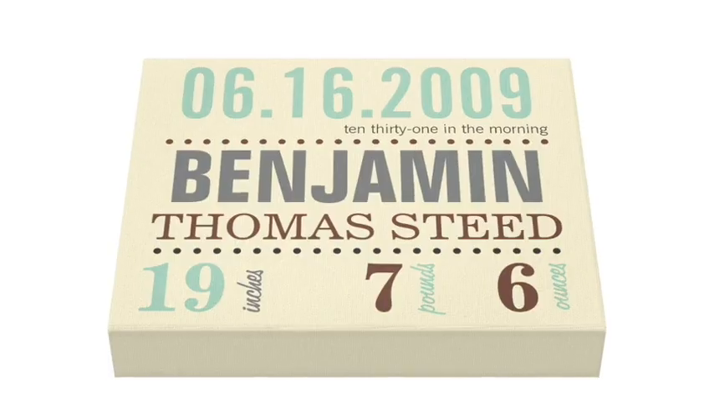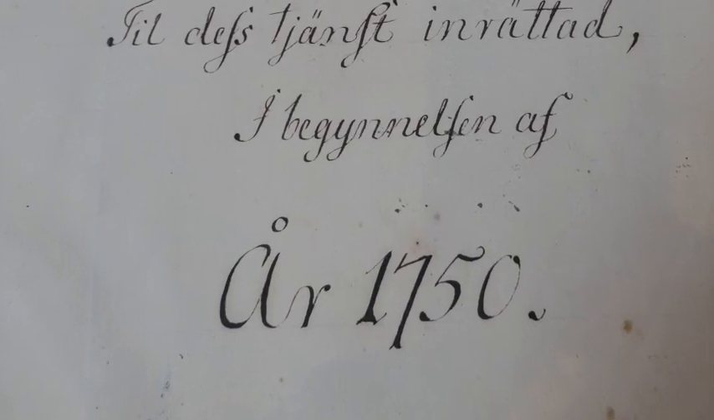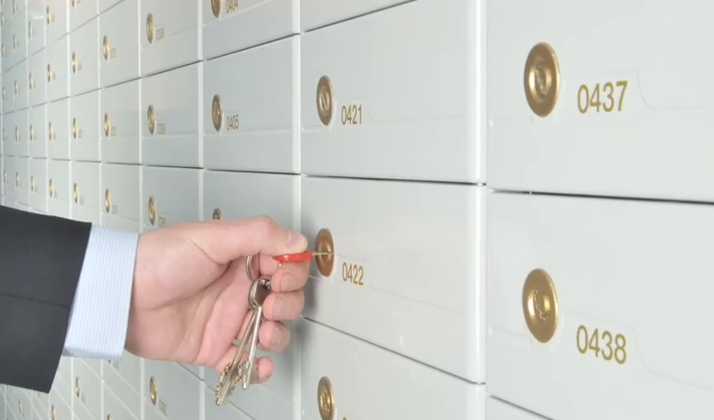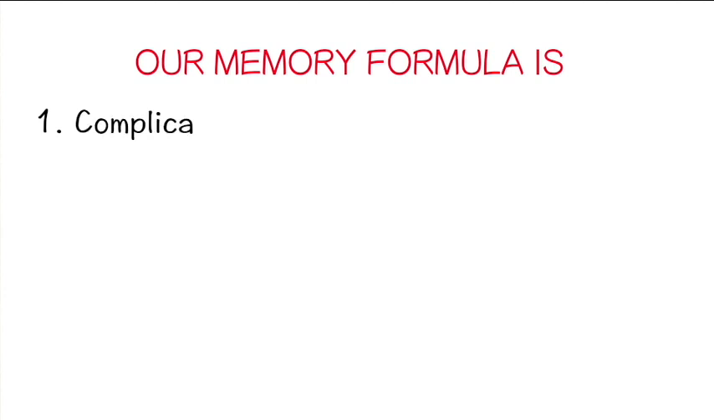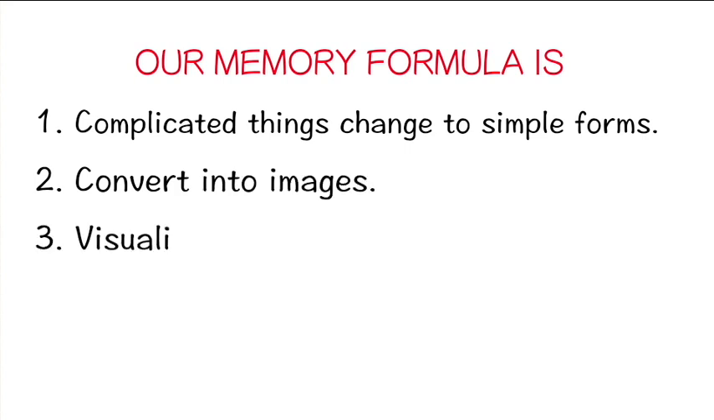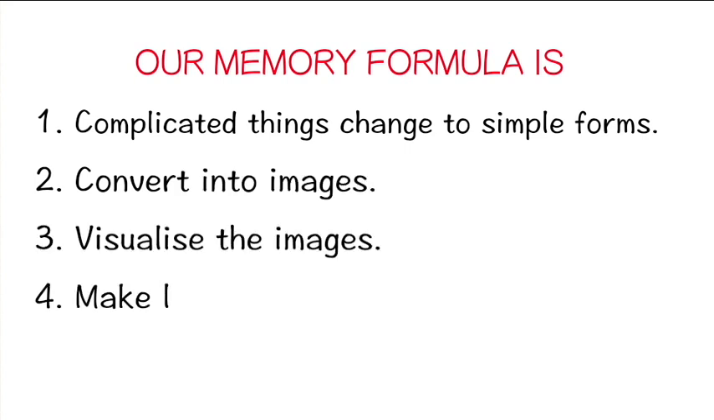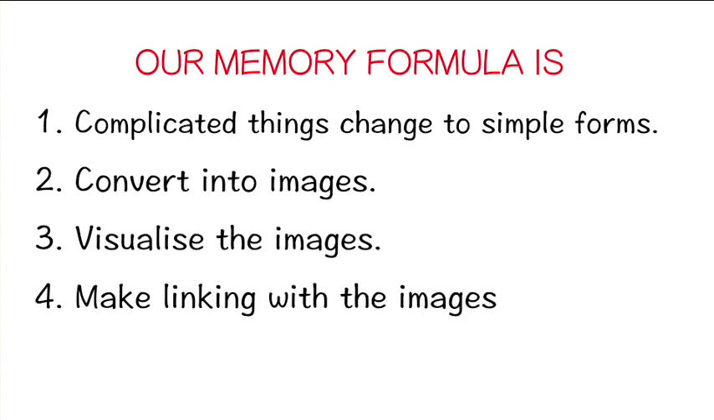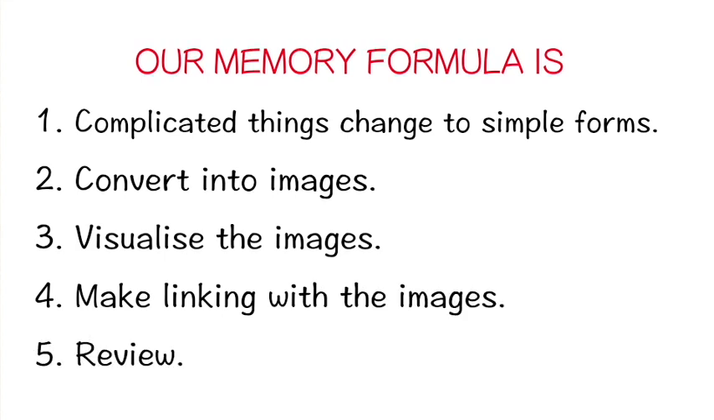In this manner, you can remember any formulae, dates of birth, historical dates, any mobile number, bank locker numbers or anything. Our memory formula is, first, complicated things change to simple forms. Second, convert them into images. Third, visualize the images. Fourth, make linking with the images. Fifth, review. The next method is mnemonics.